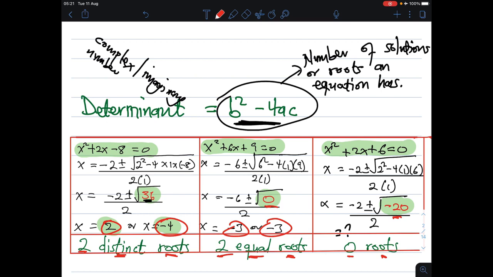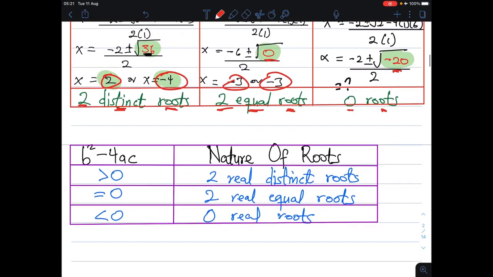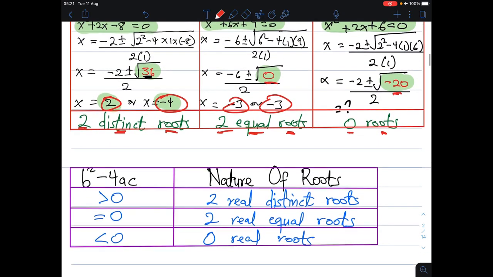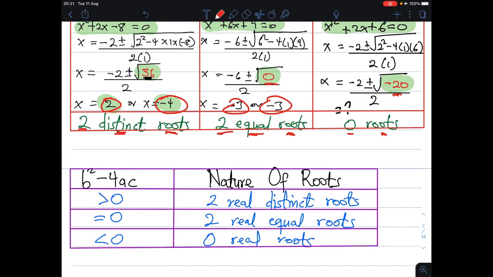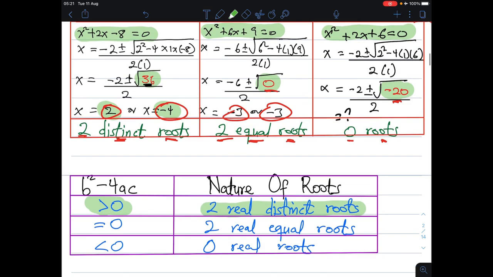Right, so I have a table to summarize all that we've done. Okay, so this is the table. When you have b squared minus 4ac to be positive, that's the first one. That is when it is positive. We are saying that you have 2 real distinct roots. And it is true because we tested it here.